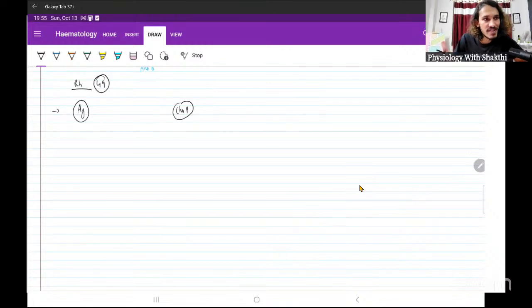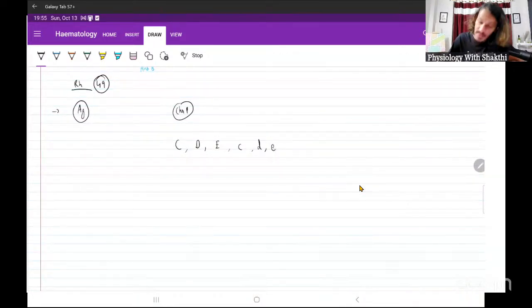But to test everything is tedious, very difficult. But it was seen that, especially in Asians, we majorly have capital C, capital D, capital E, then small c, small d, small e. These are the major antigens which are there in Asians. Just like we said A antigen, B antigen, like that, we have capital C, capital D, capital E, and small c, small d, small e. These are the various antigens according to the RH system.